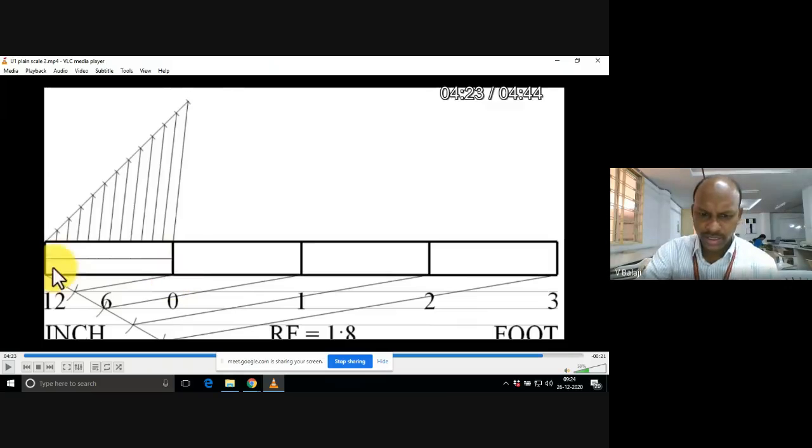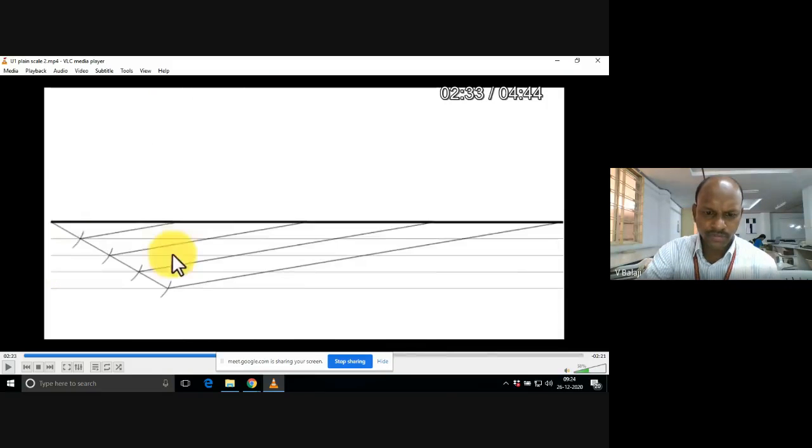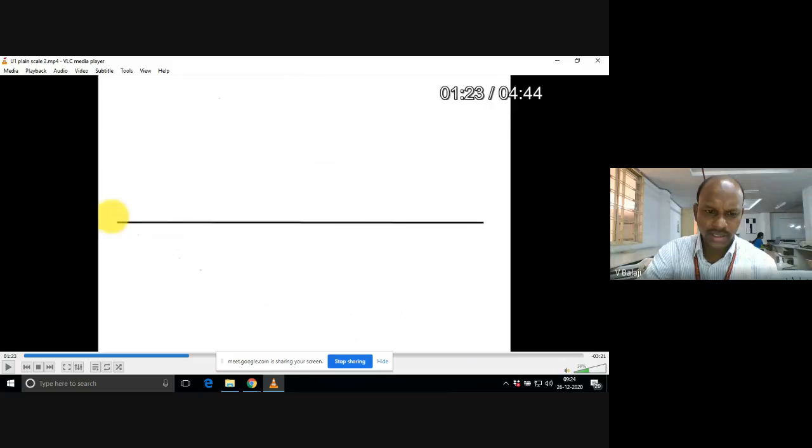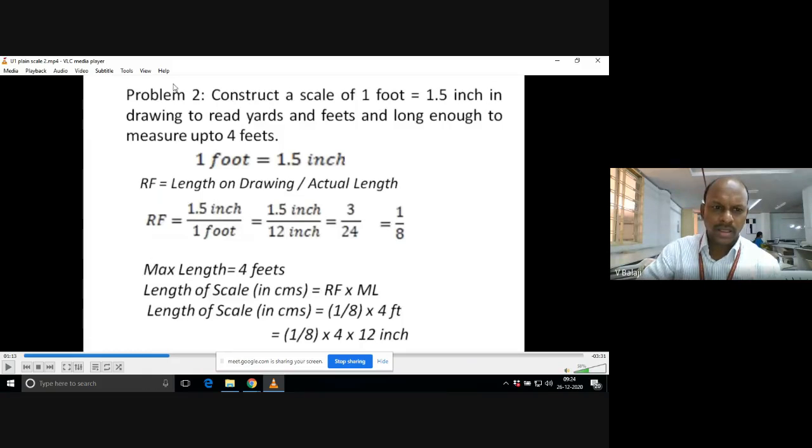So here it is not specifically given in the problem what is to be marked on the scale. There is no specific question in this particular problem, but you can take these two problems. Using this problem, you can extend it. You can mark 2 yards or 2 feet, something like that. You can frame questions, okay, and you can answer on the drawing sheet.